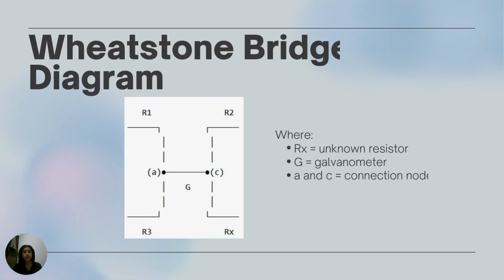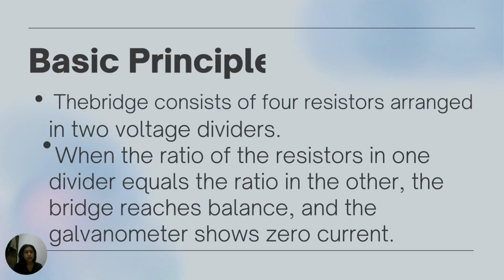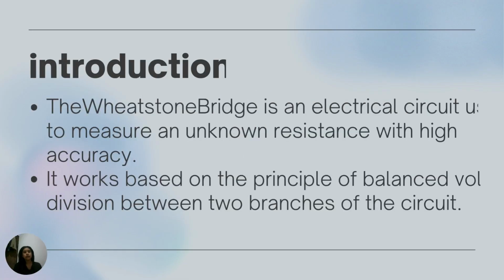Now I will present about the Wheatstone bridge. First is the introduction. The Wheatstone bridge is an electrical circuit used to measure an unknown resistance with high accuracy. It works based on the principle of balanced voltage division between two branches of the circuit.